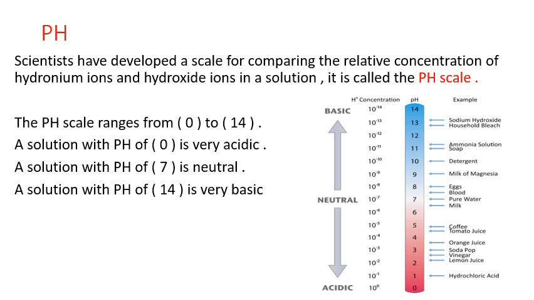Here we have pH. At page 27, scientists have developed a scale for comparing the relative concentration of hydronium ions and hydroxide ions in a solution. It is called the pH scale. pH is the measurement of how acidic or basic a substance is. The pH scale ranges from 0 to 14. A solution with pH 0 is very acidic. A solution with pH 7 is neutral. A solution with pH 14 is very basic.